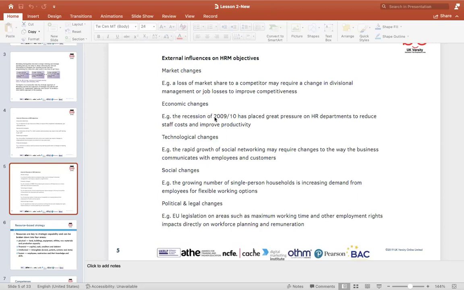So we have an example of the recession wherein, again, companies had to reduce staff and reduce costs. At the same time, they're pushing people to increase productivity. So how do you do that? You assign proper trainings, you guide them to do better, you give them mentoring sessions.